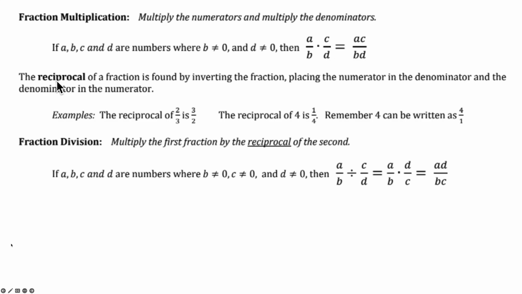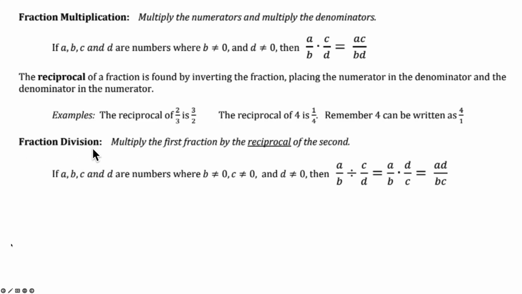Next terminology, reciprocal. The reciprocal of a fraction is found by inverting, flipping the fraction, placing the numerator in the denominator and the denominator into the numerator. So an example, if I have the reciprocal of 2/3, then it will be 3/2. If I want the reciprocal of 4, technically it's 4 over 1, and I flip it to 1/4.